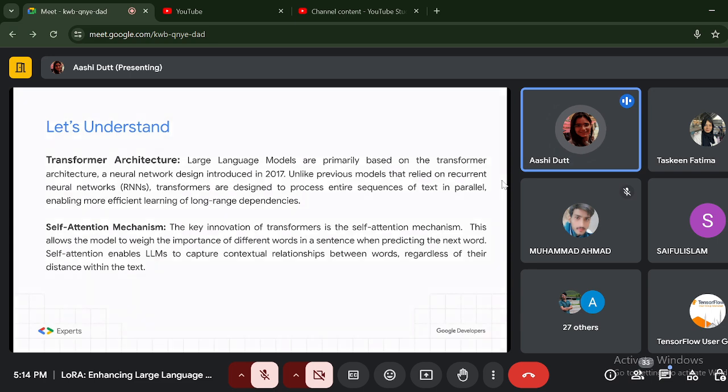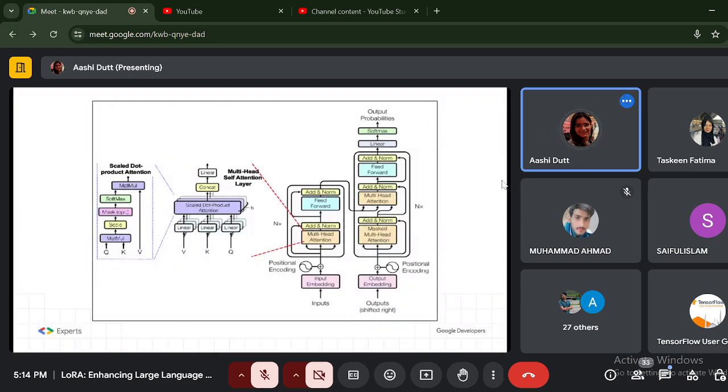Here is the architecture for the transformer. I hope every one of you has seen this transformer architecture. If not, we'll understand it very briefly, because we have a lot to cover. So here it is. The small portion that you see is the encoder block, and the large portion, where the number of layers is very large, is the decoder part, right?